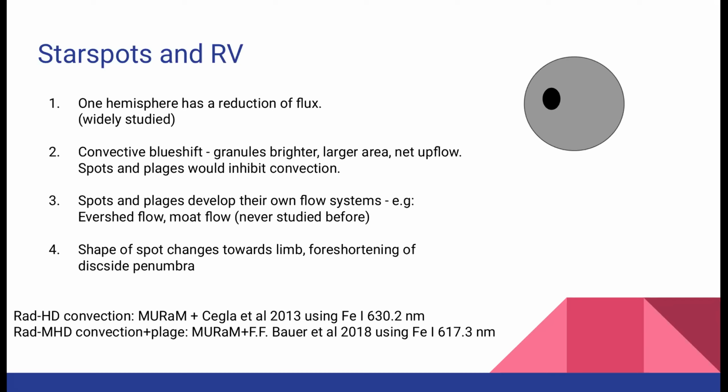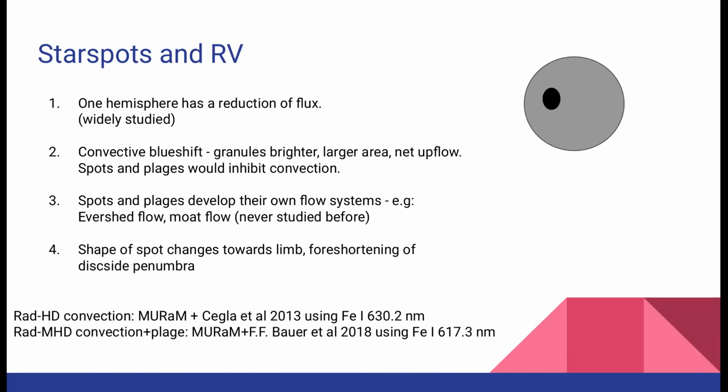The second one has been studied to some extent, but what has never been considered so far is that spots and plages also develop their own flow systems, for example Evershed flows and moat flows. Especially if you have a spot towards the limb, the Evershed flow will gain a line of sight component, and it can affect your radial velocity. There's also a subtle effect that when a spot moves across the disk, the shape of the spot changes. For example, the disk-side penumbra looks different, and all these effects will have very subtle effects on the radial velocity.